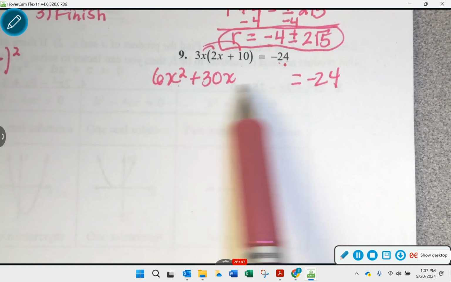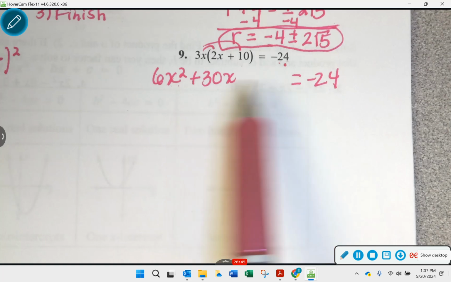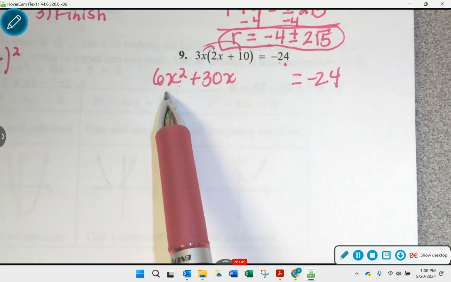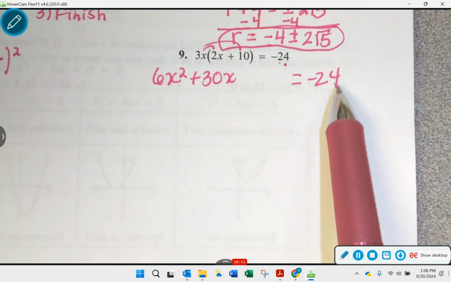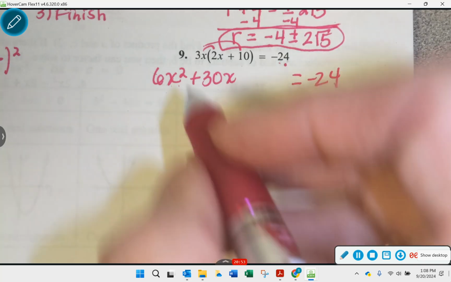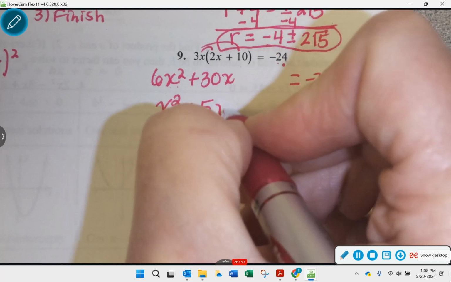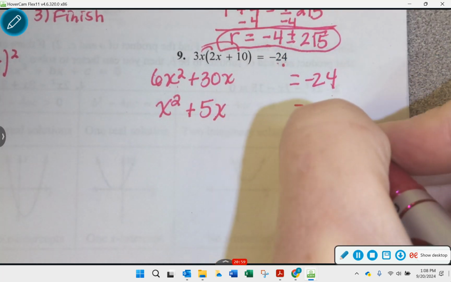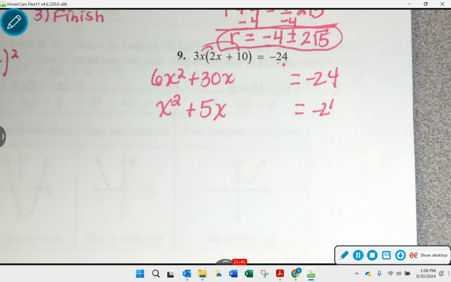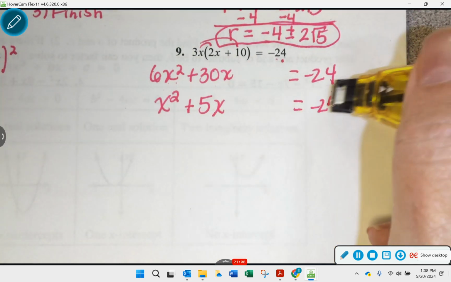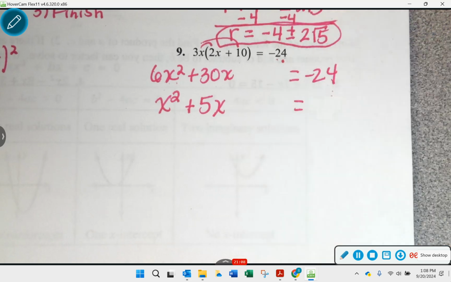So what am I going to have to do before I can complete the square? Divide every term by 6. This divide by 6. This divide by 6. This divide by 6. Everything has to get divided by 6. Oops, I almost forgot. I just said make sure you divide everything by 6. Did you see I almost put -24 there? I have to divide it by 6.